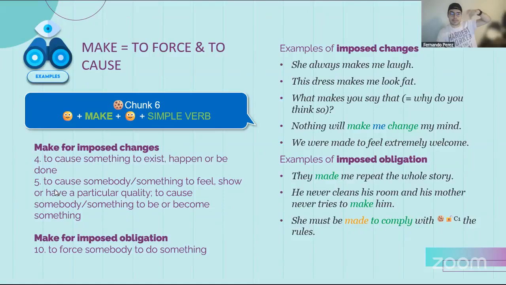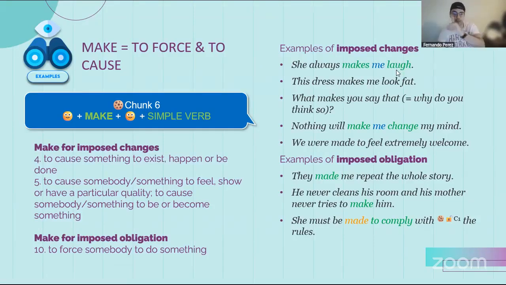So we are talking about a transition, right? That's the expression here. She always makes me laugh. We have the word makes, which is a verb, and then you have a simple form. The verb in simple form doesn't, number one, need a connector to, and number two, it's in simple form. Don't change it into present, to past, to whatever.